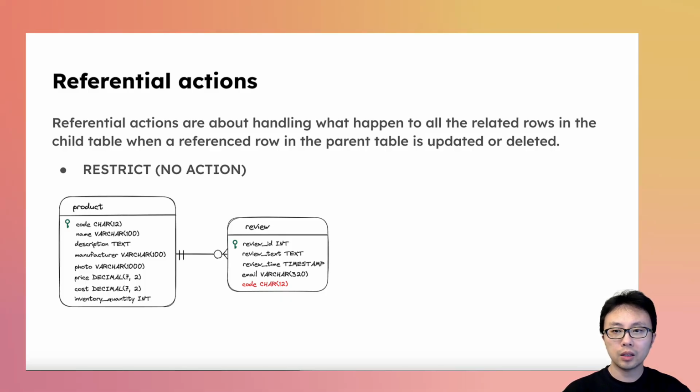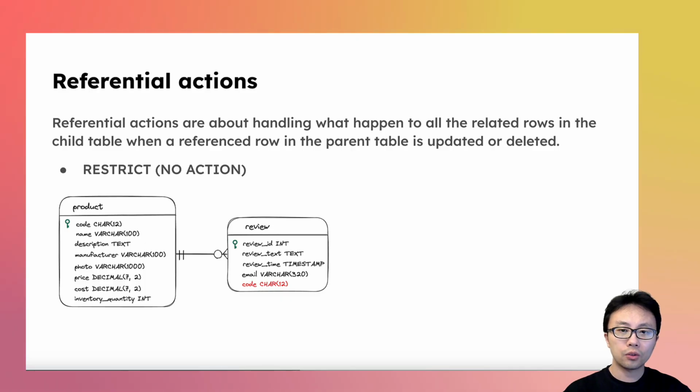You may see that I put no action in a bracket right by restrict. Restrict and no action are actually 2 different types of referential actions, but they behave almost the same. No action also stops any modification or deletion of parent records if dependent child records exist. The only difference between the 2 is timing, which doesn't matter much here. So for simplicity, we will think of them as one type of referential action.